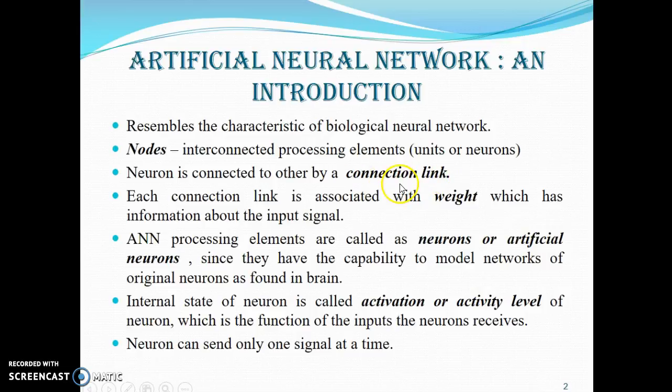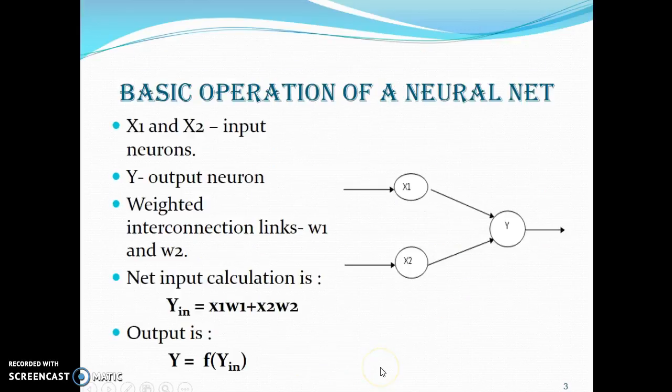And each connection link is associated with a weight which has the information about the input signal. The internal state of the neurons is called the activation or activity level of the neuron, and one neuron can send only one signal at a time.